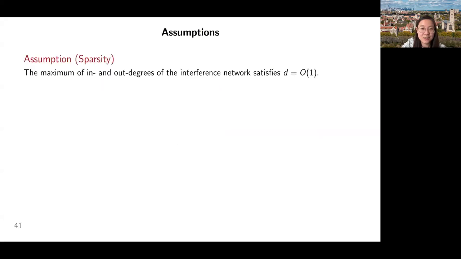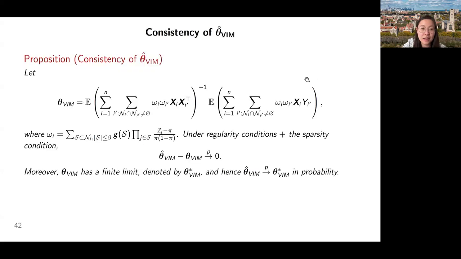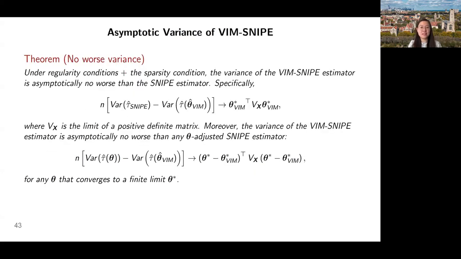Great. So now I'll move on to talk a little bit about the theoretical property of this estimator. We make some assumption on the sparsity of the network. We say that the max in-degree and out-degree of the interference network satisfies D equals big O of 1. And then this is our theorem.